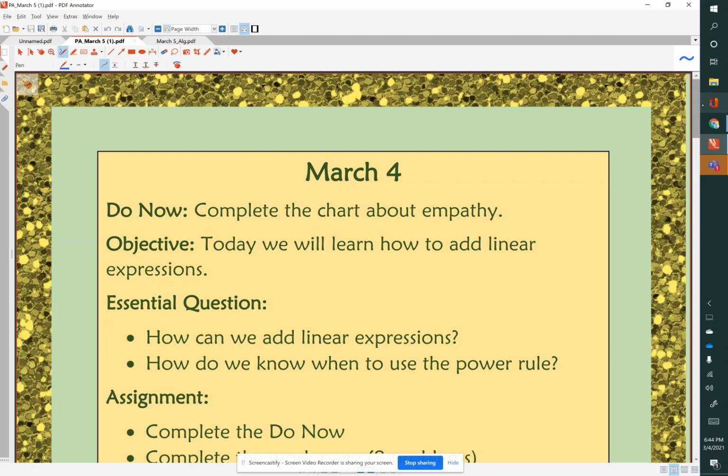And today we are going to expand, or add, I should say, linear expressions, but we'll start with our do now. Our do now asks a question today about empathy, and we'll talk about what that means. Our objective is to add linear expressions. Our essential question is how can we add linear expressions, and how do we know when to use the power rule?